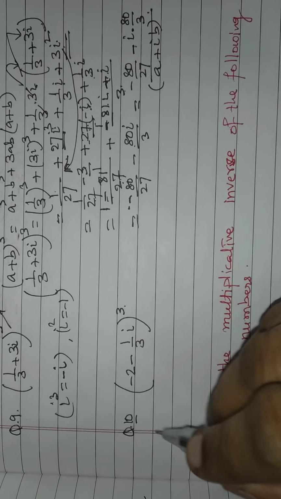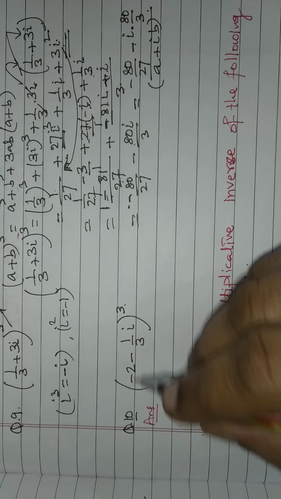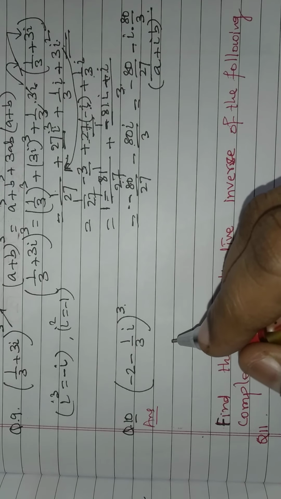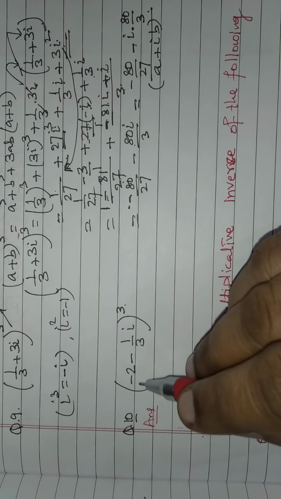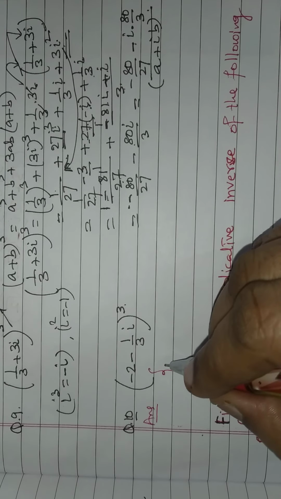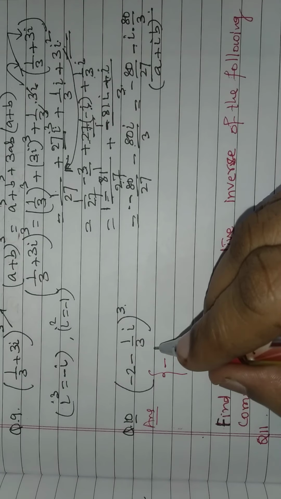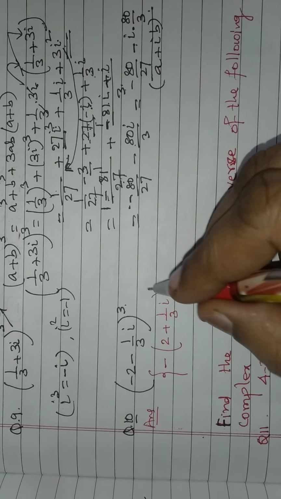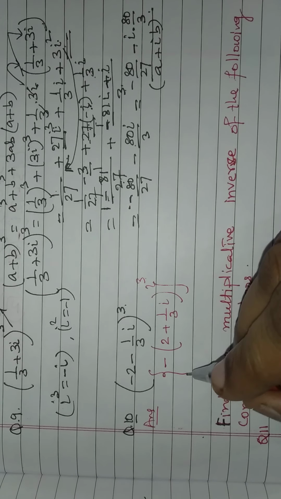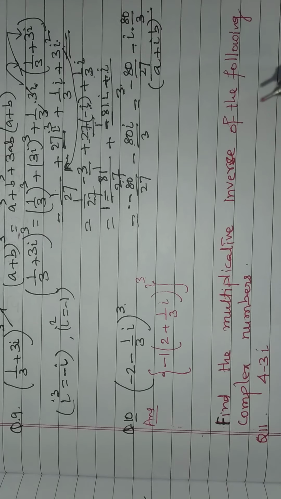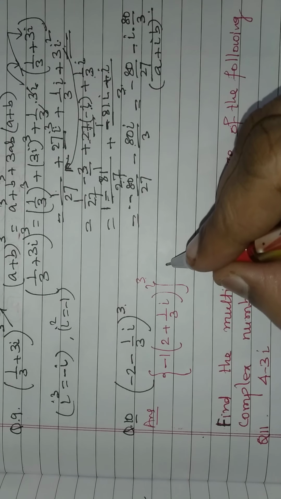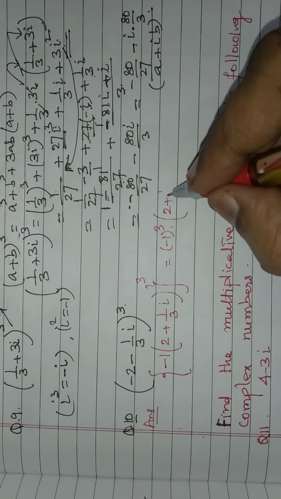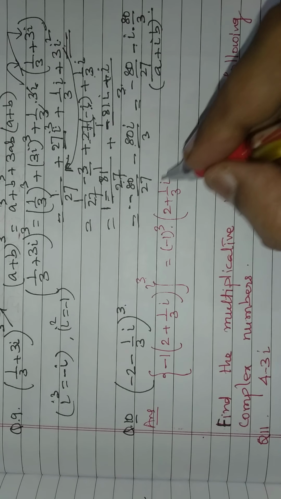Now we are coming to the next question, question number 10. So here (minus 2 minus 1/3 i) whole to the power 3. I am just taking minus common, so here (2 plus 1/3 i) to the power 3. So minus 1 common I have taken, so it is (minus 1) whole cube and (2 plus 1/3 i) whole cube.